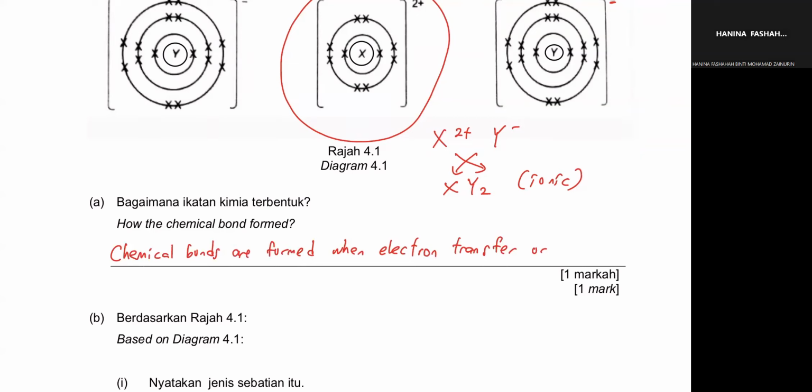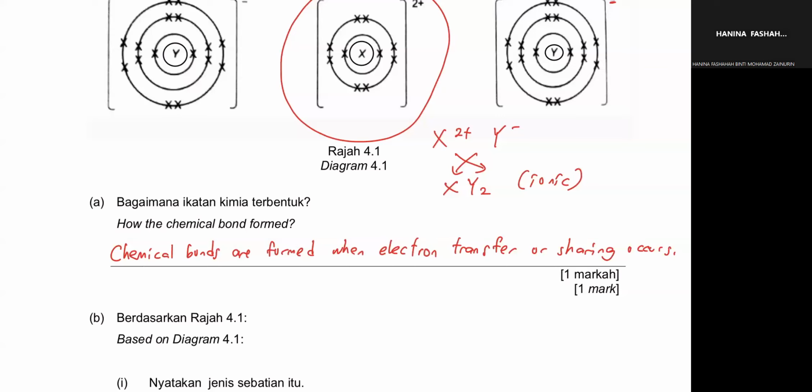Actually, they are not asking here. They are asking in general how a chemical bond forms. A chemical bond can be ionic, can be covalent. So ionic is electron transfer. If it is covalent, it means sharing of electrons occurs. Both can have chemical bonds form.